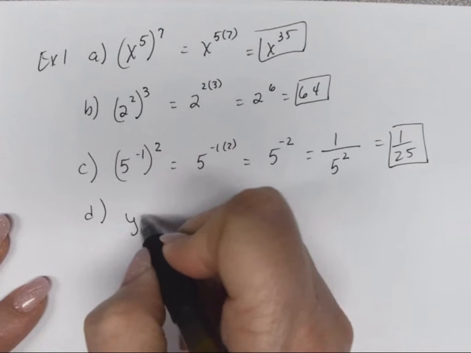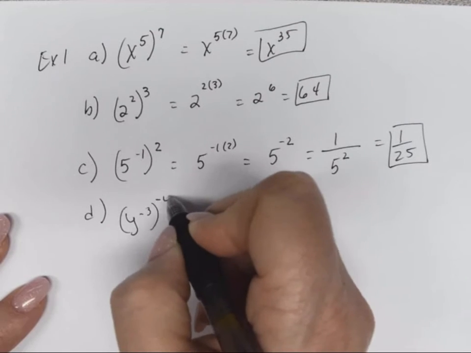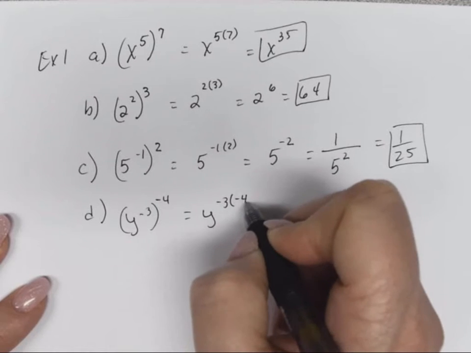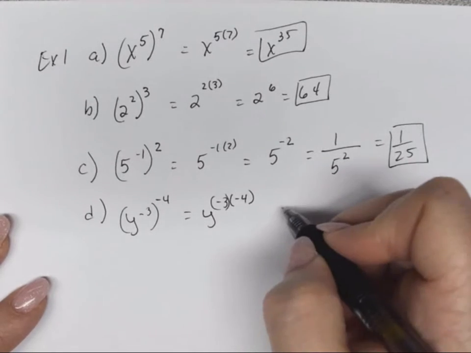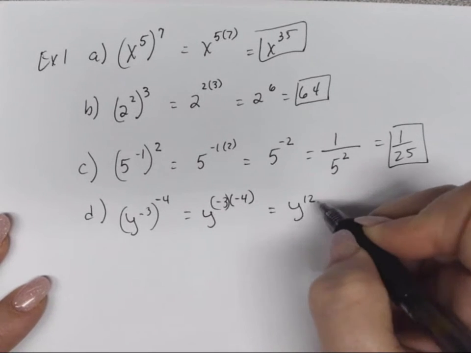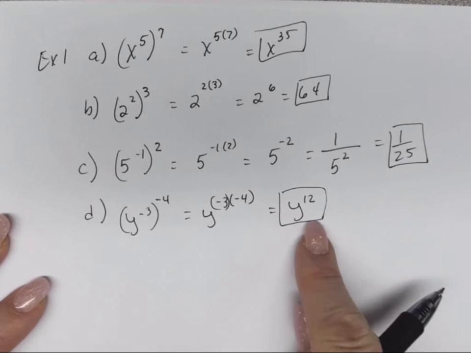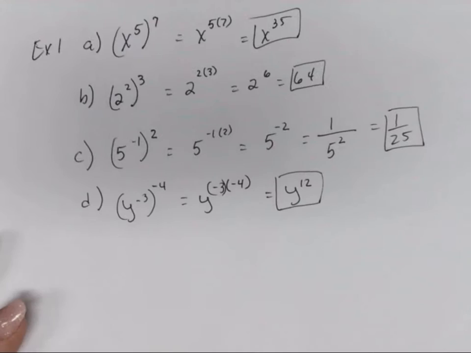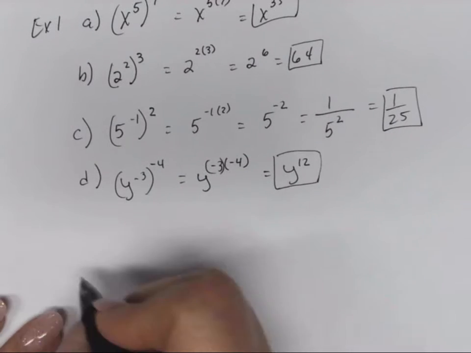If we have y to the negative 3 raised to the negative 4 power, we have y to the negative 3 times negative 4, which will be y to the positive 12. So we don't have to take it to the denominator because the negative signs worked out. All right, let's do some simplification.